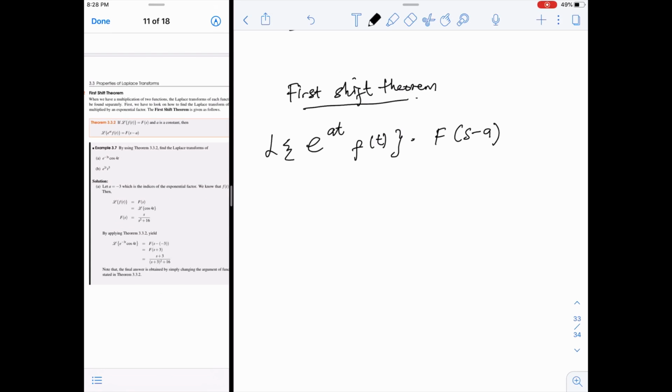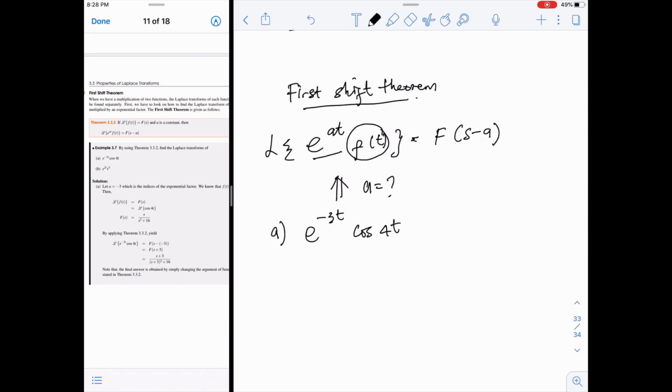Okay, let's go to the first shift theorem of the Laplace transform. The first shift theorem tells that if you have a function of t combined with the exponent, then you will get the function after transforming, F(s minus a). So in these functions, what you need to understand is you need to be able to identify the value of a. For example, if you have one question, e to the power of negative 3t cos 4t.